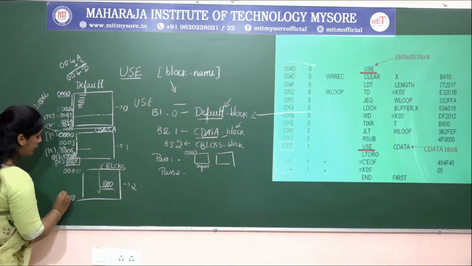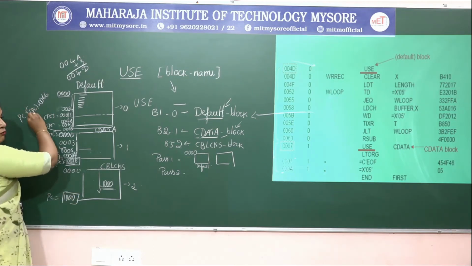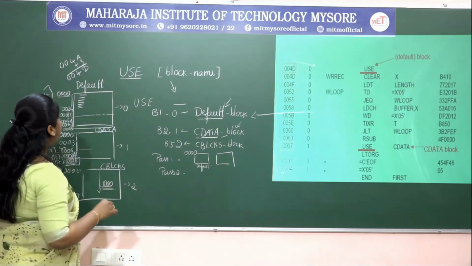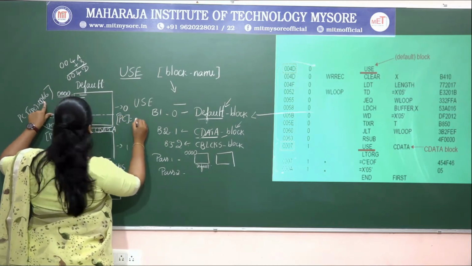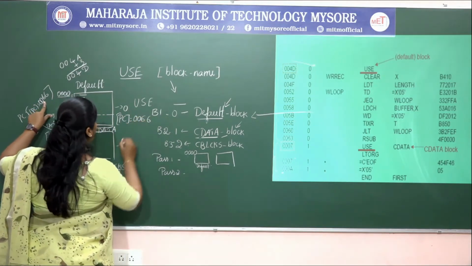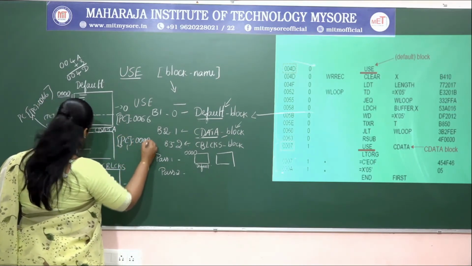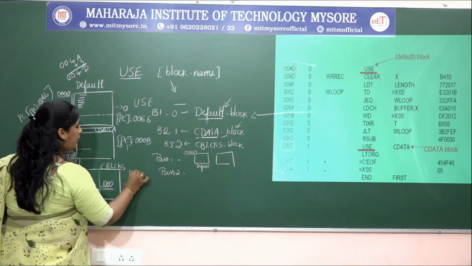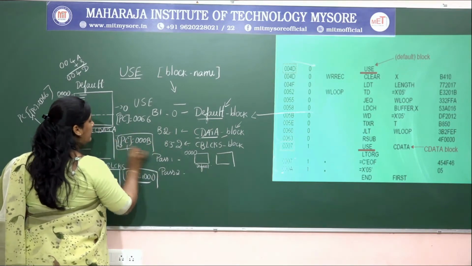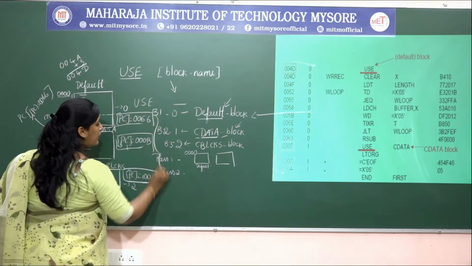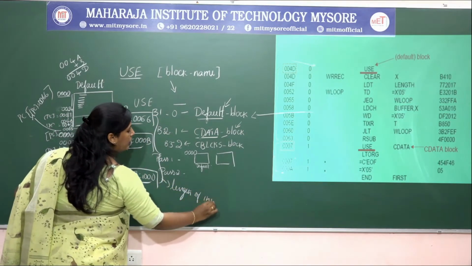Here, what is the current value of the program counter for the default block? It is 0066. What is the current value for CDATA? It is 000B. What is the current value for the CBLKS block? It is 1000. So these values are nothing but the lengths of the blocks.